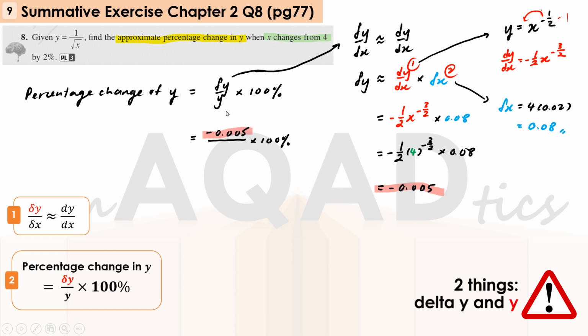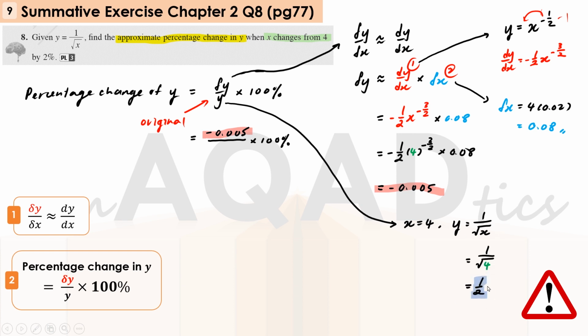And for the y here, y is the original value of y. But in this question, we don't have the original value of y. But we do have the original value of x, which is a clue for us to find y. Because if we know the original value of x and substitute it into this equation, we can get the original value. So we substitute 4 into this equation, and we get y is 1 over 2. Calculating this, it will become negative 1%. This means when x changes positively by 2%, y will decrease by 1%.